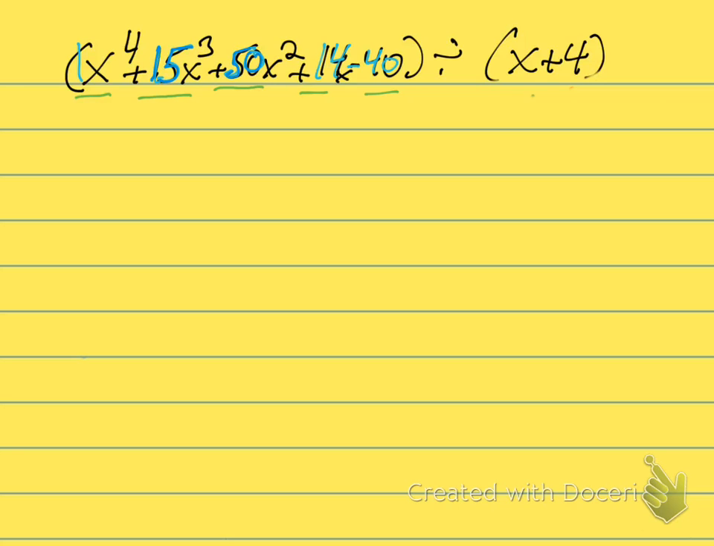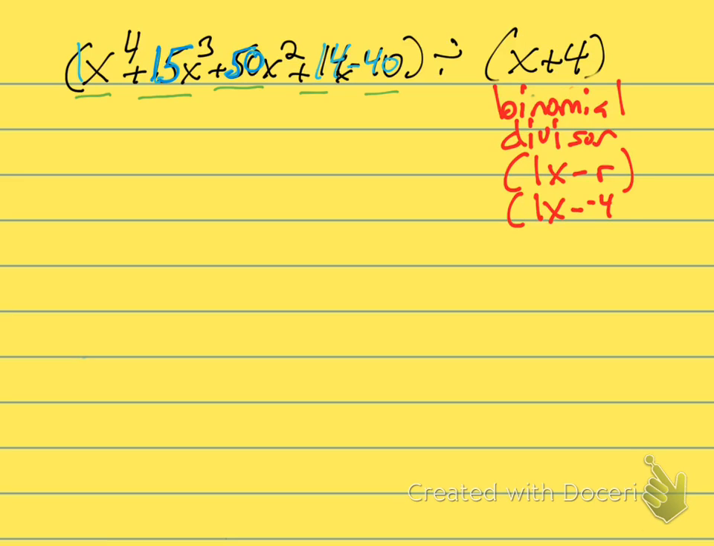When we're going to use synthetic division, first thing is we need to make sure that we do have a binomial in the divisor, and that binomial is of the form 1x minus r. So in this case, we do have a coefficient of 1 in front of the x, and to write it as minus r, we would say minus negative 4.